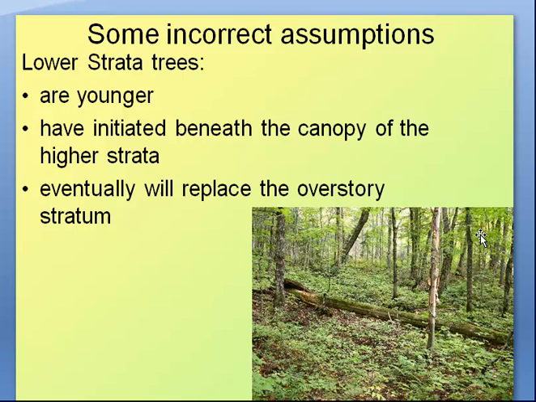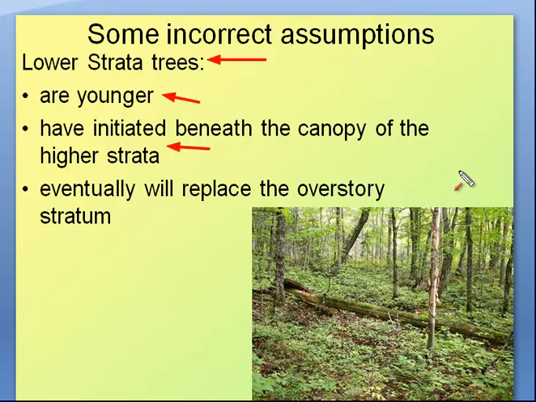Some incorrect assumptions are made along the way. In regards to the lower strata trees, a lot of people think that just because they're in the understory, the trees are younger. Wrong. A lot of them could be just suppressed, or trees which are just able to survive, like a maple. Another idea is that these lower strata trees have initiated beneath the canopy of the higher strata. In other words, they started there. Wrong again. These trees may have been outcompeted at the stand initiation stage.